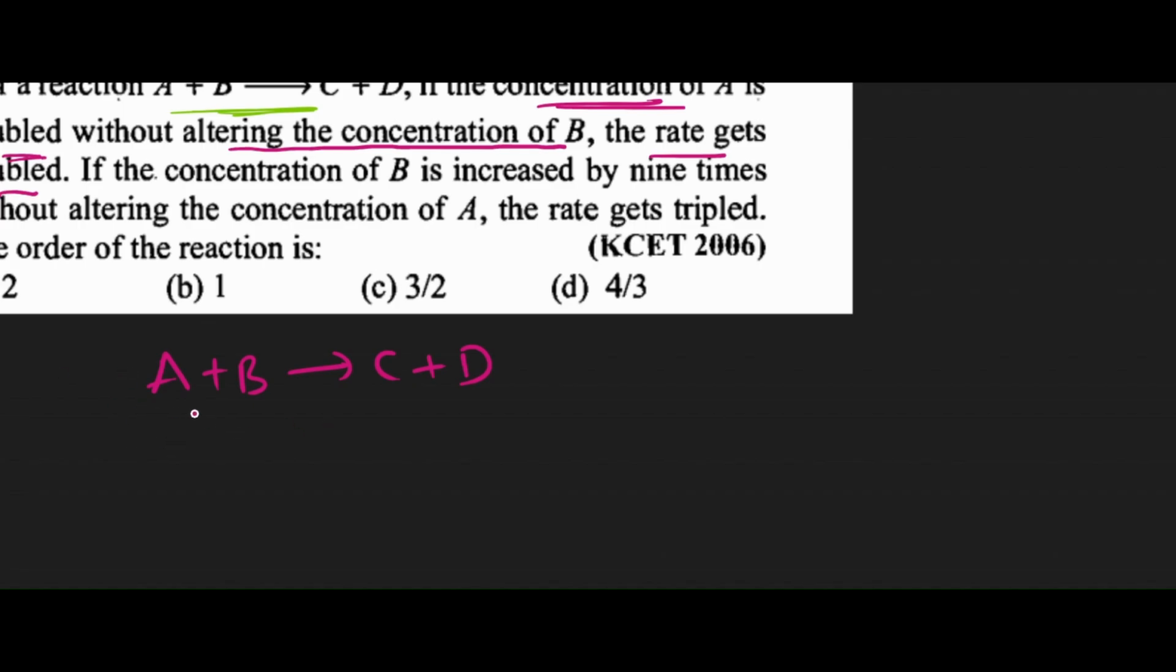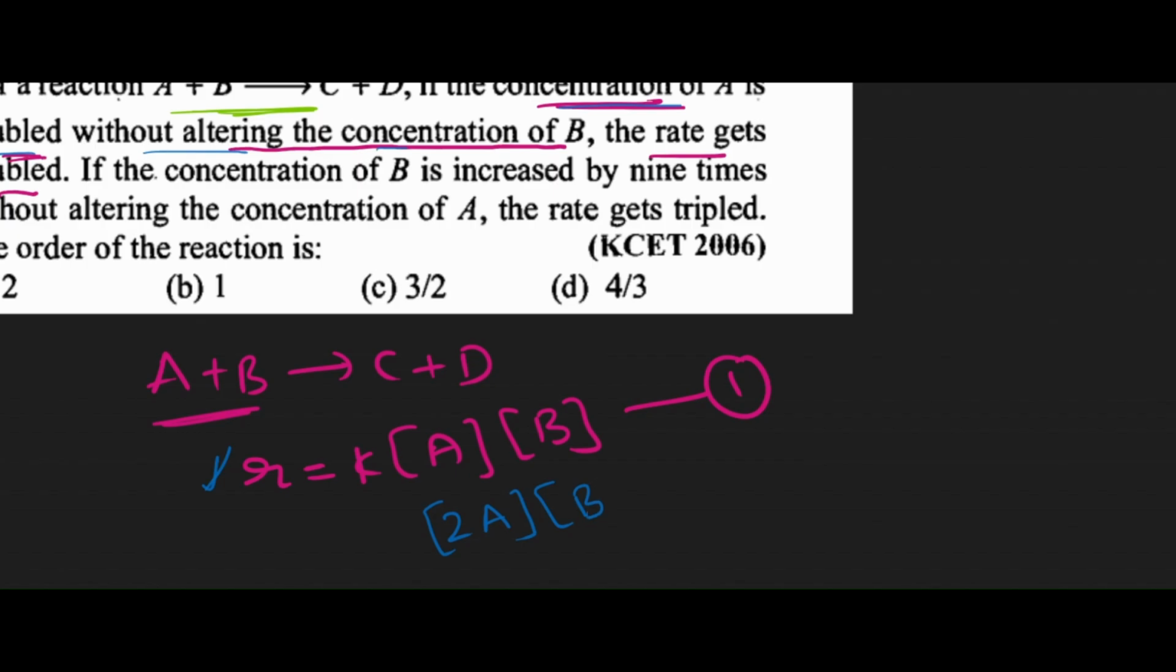That means for this reaction I am writing the rate law, that is R equal to K into A power X into B power Y. I am assuming this as equation 1. For this reaction they have changed some factors: the concentration of B is not altered, and only the concentration of A is doubled. At that time the rate gets doubled, that means R will become 2R. I am assuming this as equation 2.